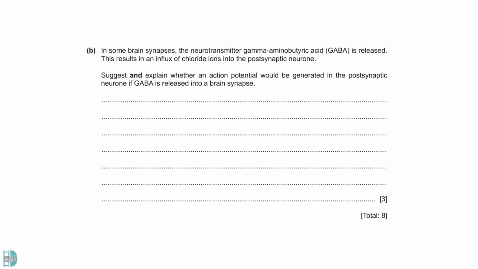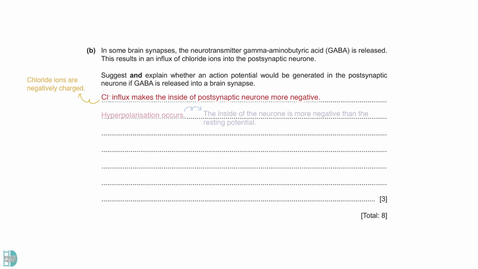B. Suggest and explain whether an action potential would be generated in the postsynaptic neuron if GABA is released into a brain synapse. Chloride ions are negatively charged, so their influx following the binding of GABA causes the inside of the postsynaptic neuron to be more negative. This is hyperpolarization, where the inside of the neuron is more negative than the resting potential.